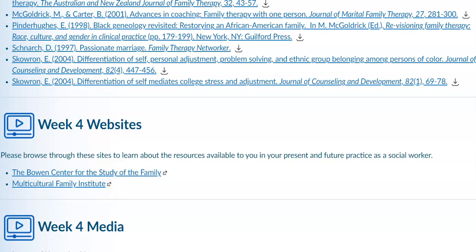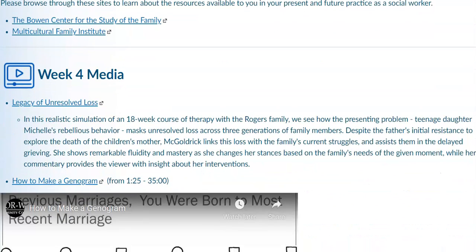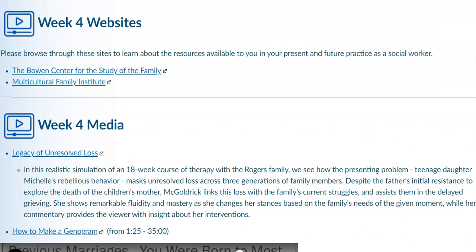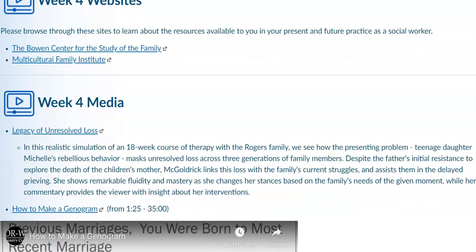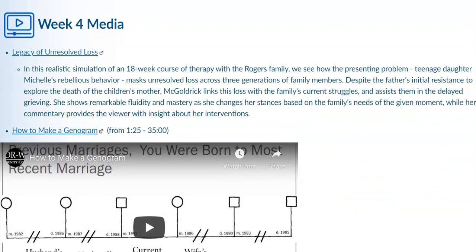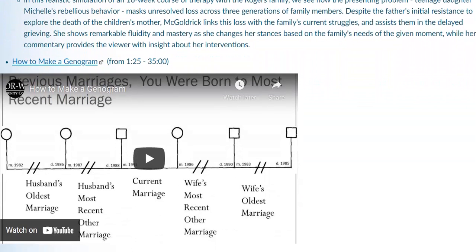There are 2 websites. One is the Bowen Center for the Study of the Family, and the other is the Multicultural Family Institute. There is a media requirement for this week, and that is looking at the legacy of unresolved loss. It's a simulation of an 18-week course of therapy with the Rogers family. And next is how to make a genogram. You can watch this video on YouTube.